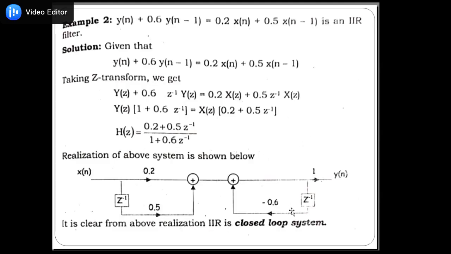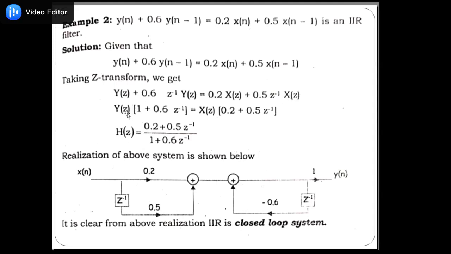Here take one example. y(n) plus 0.6 y(n minus 1), that will be the delayed version of the output, is equal to 0.2 x(n) plus 0.5 x(n minus 1) in an IIR filter. Given data will be provided. Then taking the z transform, we get Y(z) plus 0.6 z to the power minus 1 Y(z) is equal to 0.2 X(z) plus 0.5 z to the power minus 1 X(z).